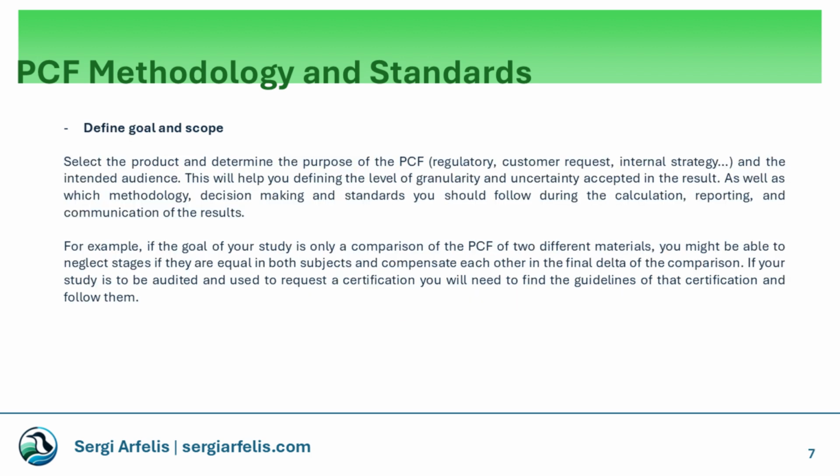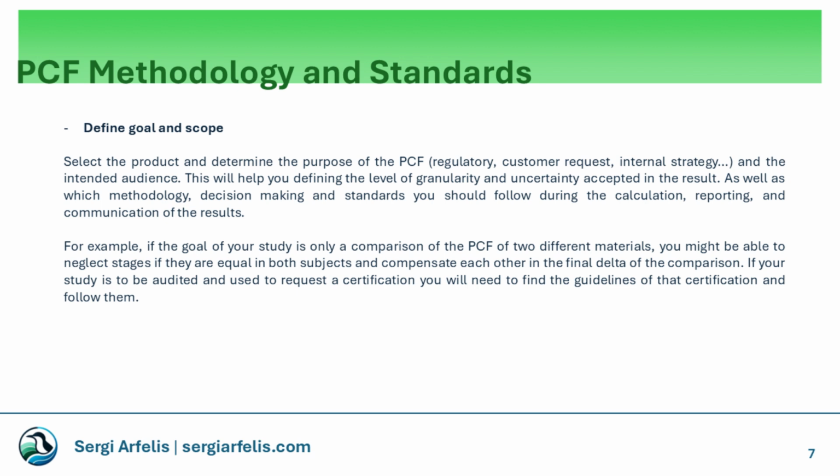The first step in the product carbon footprint methodology is to define the goal and scope of your study. This is a critical phase because it sets the direction for the entire assessment and determines how useful and relevant your results will be. Start by selecting the product you want to analyze and clearly stating the purpose of your PCF study. For example, your goal might be to respond to a customer request, to meet a regulatory requirement, or to support your company's internal sustainability strategy.